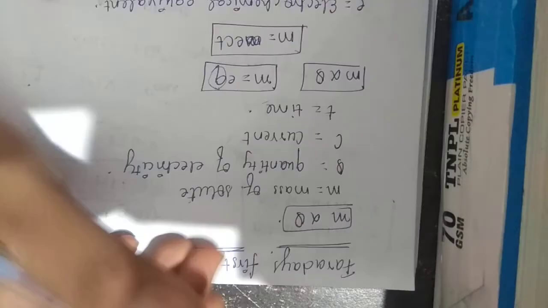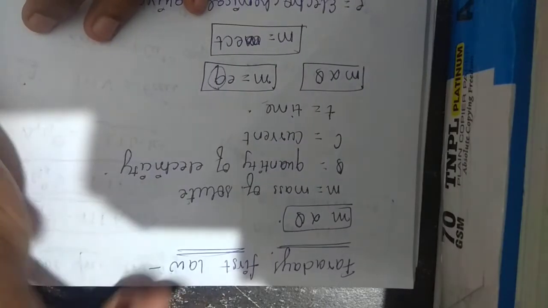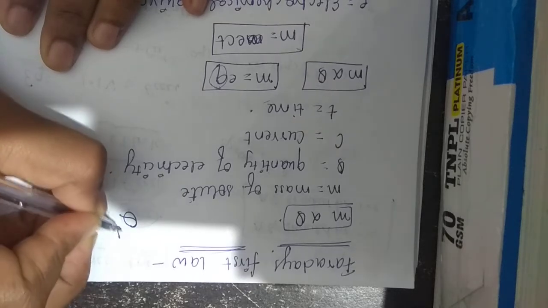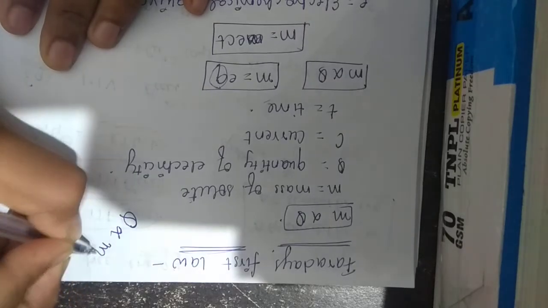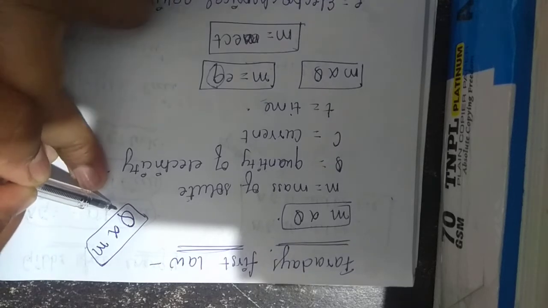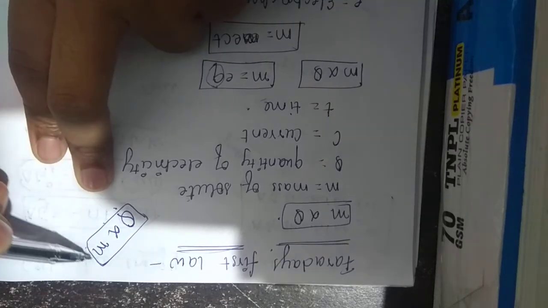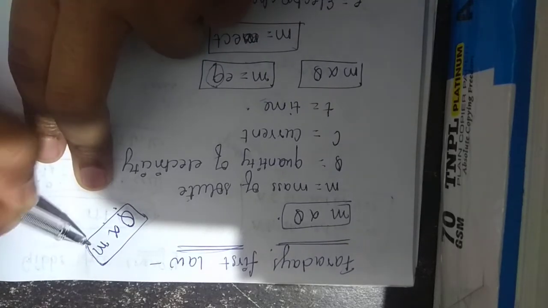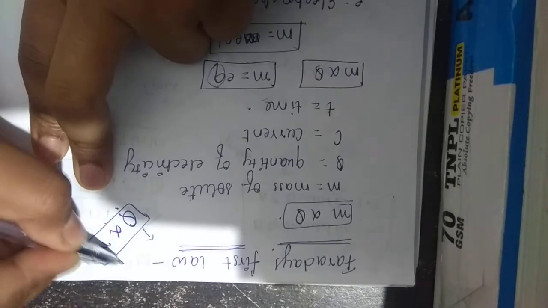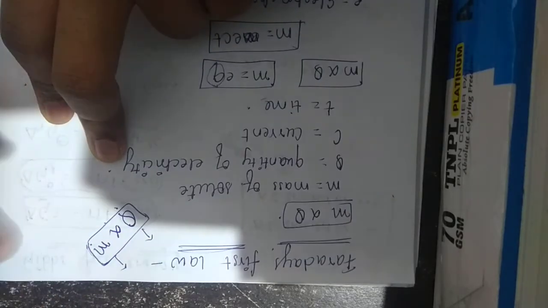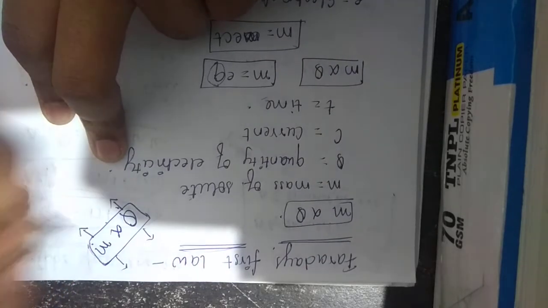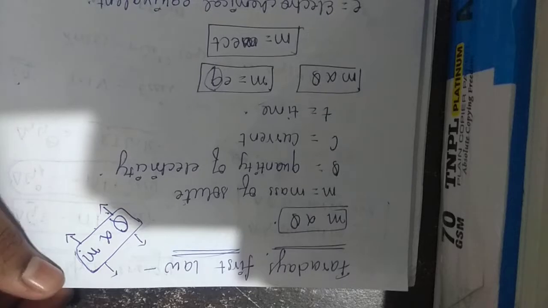And next we go for Faraday's first law. So what is Faraday's first law? The charge is directly proportional to the mass of the substance deposited. The charge given to the cell is directly proportional to the mass of the substance deposited on the electrode. Now, if you give more charge, more mass will come and accumulate on the electrode. If you give less charge, less mass will come and accumulate on the electrode.